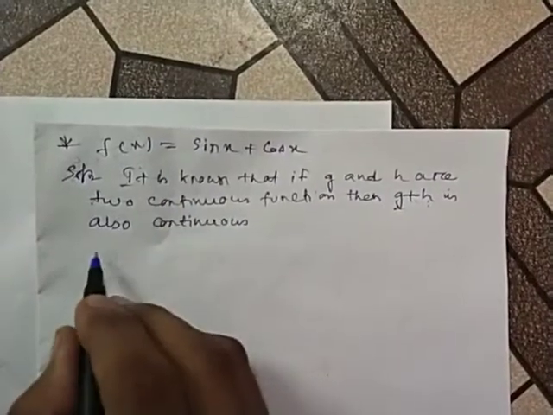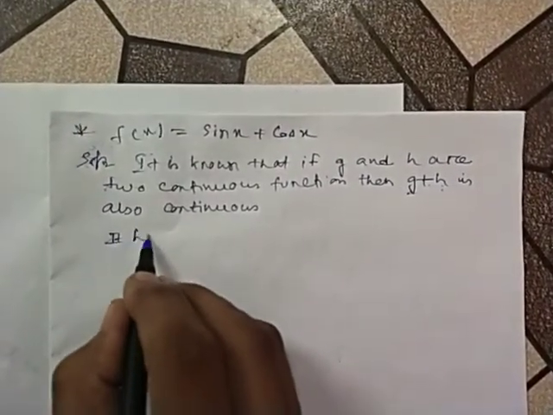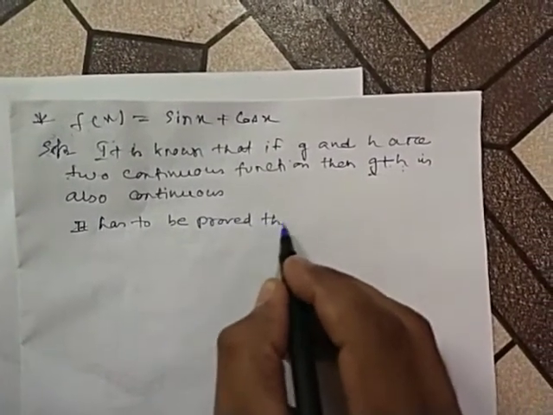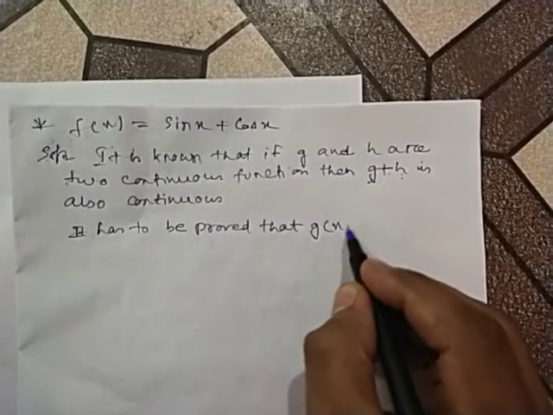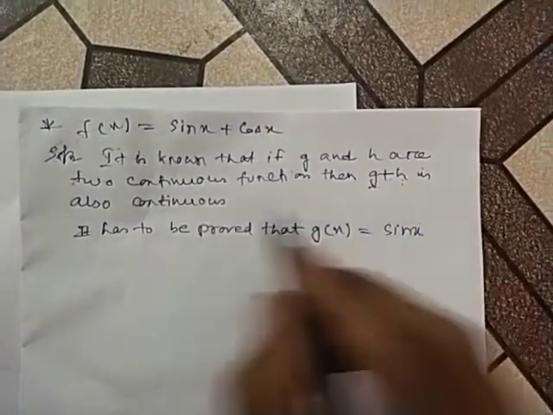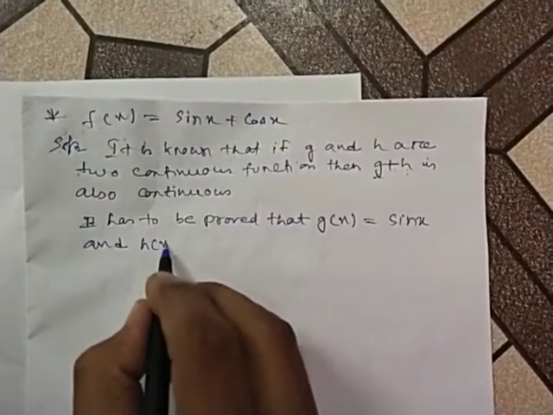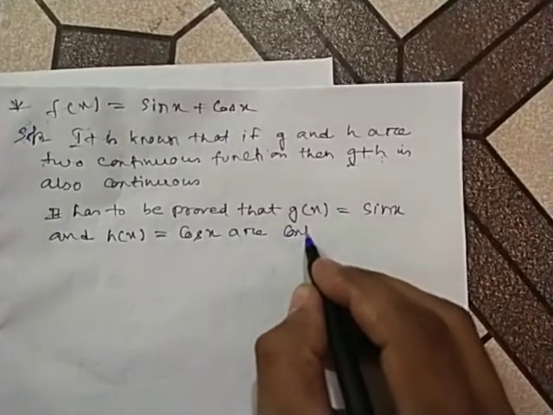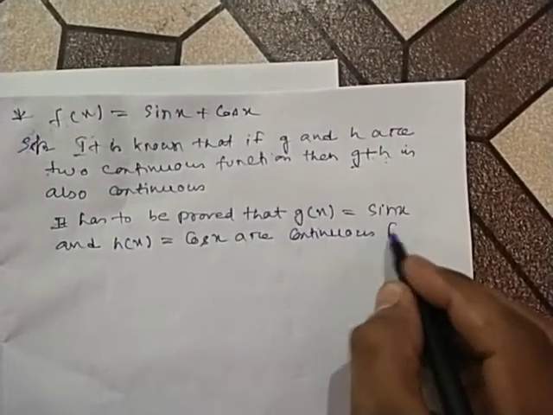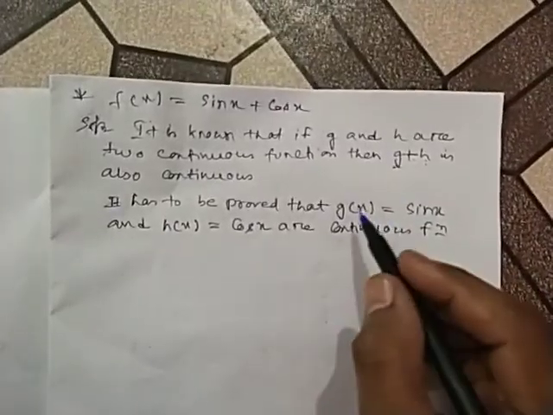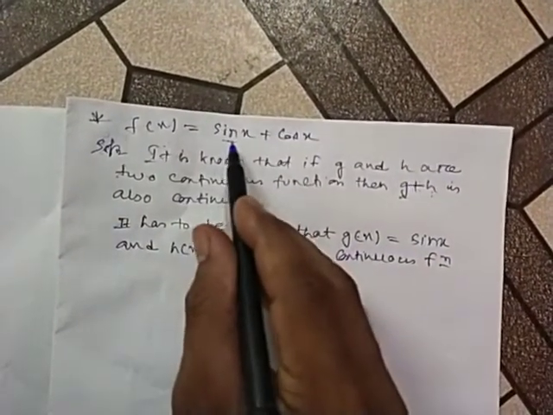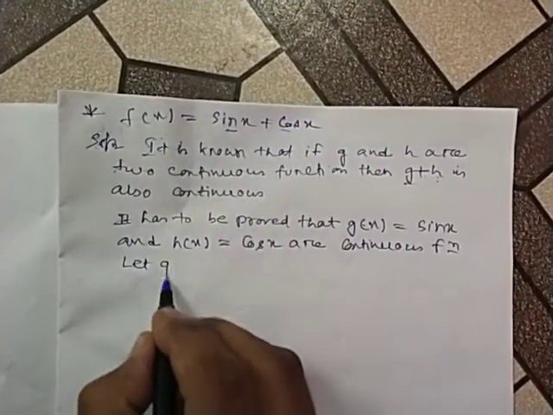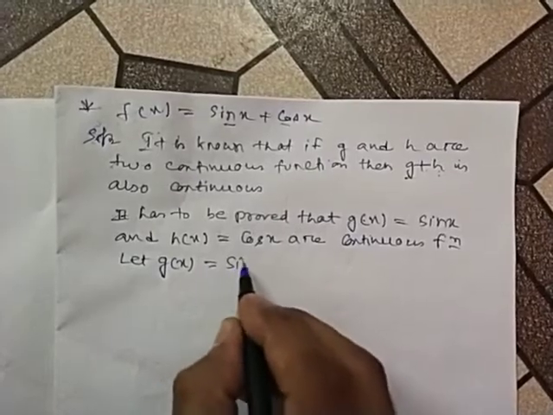So it has to be proved that g(x) = sin x and h(x) = cos x are continuous functions. I have taken g(x) = sin x as the first one, and h(x) = cos x as the second one. Okay, let g(x) = sin x.